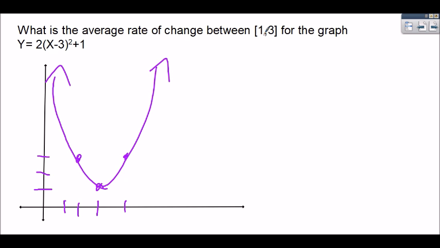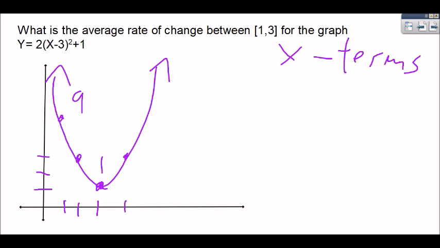So between the range of 1 and 3, this is always going to be in x terms. So what that means is we're going to go to 1, and my 1 goes up to 9. So if I were to plug in 1 for x, I would get 9. And then if I were to plug in 3 for x, I would get 1.